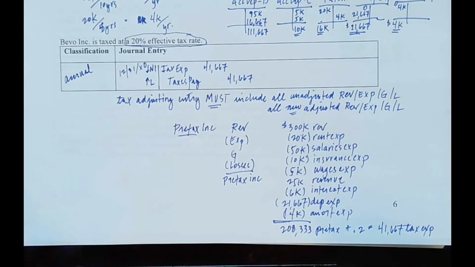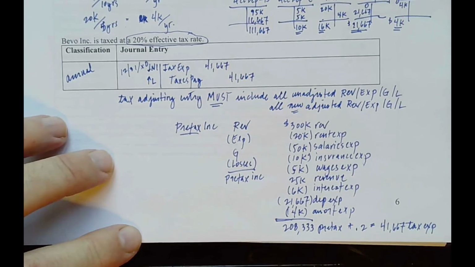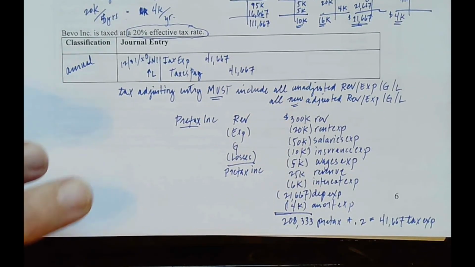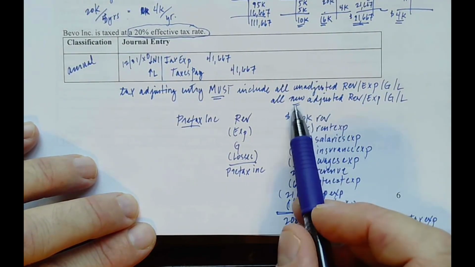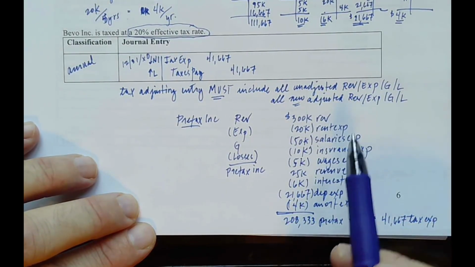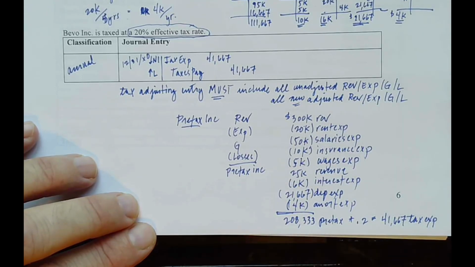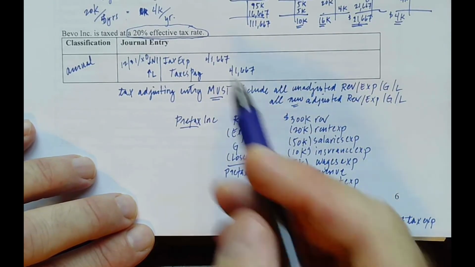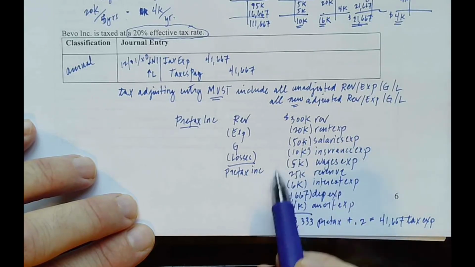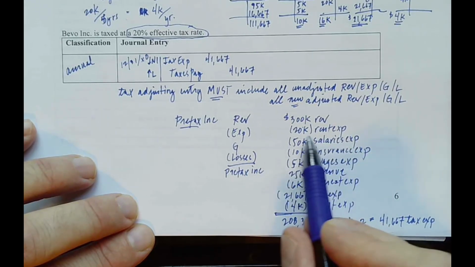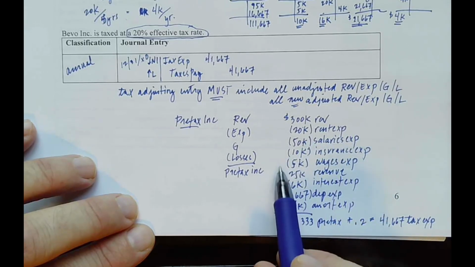What do folks do wrong here? They tend to forget either the unadjusted items or the newly adjusted items. So make sure you include both. Remember, there's a reason why we do this last. It's because we want all of these adjustments to enter into our calculation. That is a lot of points off if you forget that. So don't forget that. And also the unadjusted pieces that were already in the unadjusted trial balance.